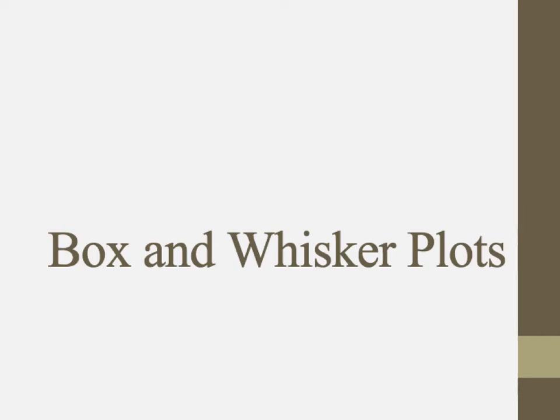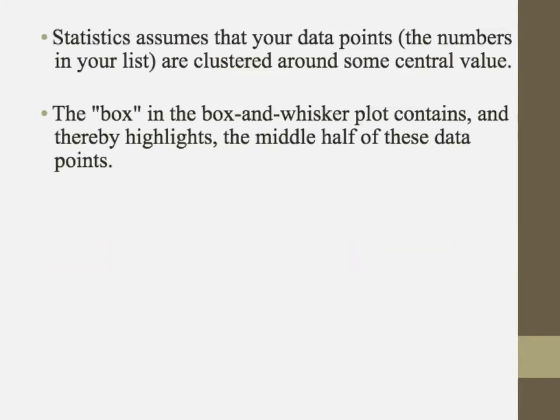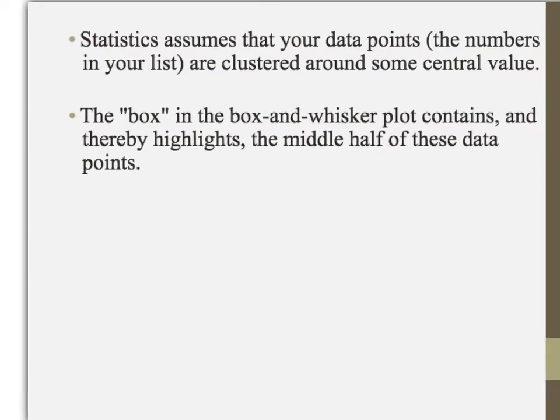We are going to continue our unit on statistics today with box and whisker plots. Box and whisker plots are a way to show how your data is spread. Statistics assume that your data points, the numbers in your list, are clustered around some central value. We've been discussing those central values, mean, median, and mode. And the box and whisker plot contains and thereby highlights the middle half of these data points. So this is just a way to show how your data is spread.